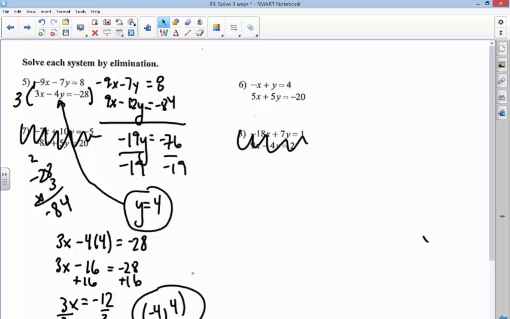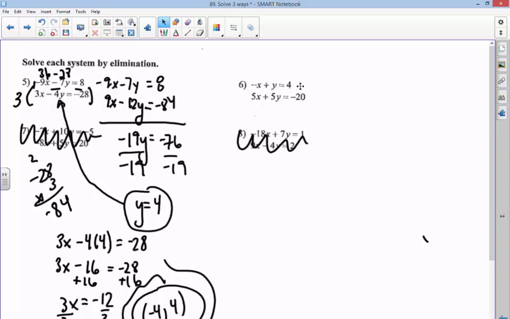We plugged that into the bottom, so let's just test with the top. So negative 9 times negative 4 is 36. Negative 7 times positive 4 would be negative 28. Is positive 36 minus 28 equal to 8? Yes, so that is for sure correct.